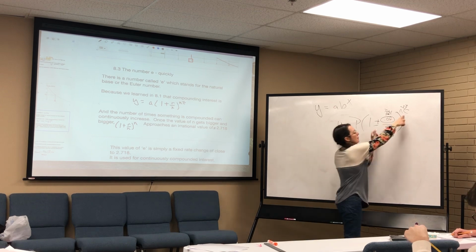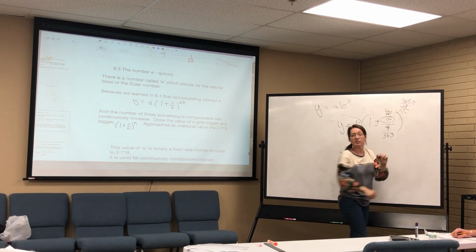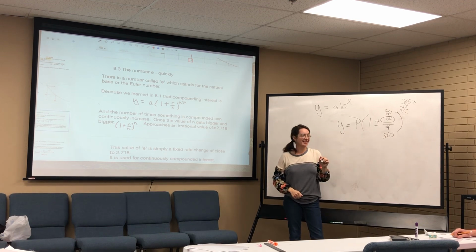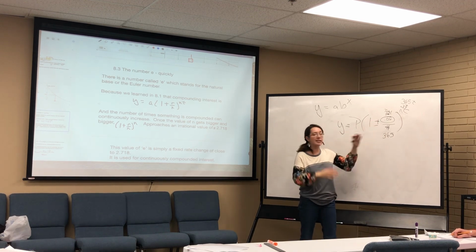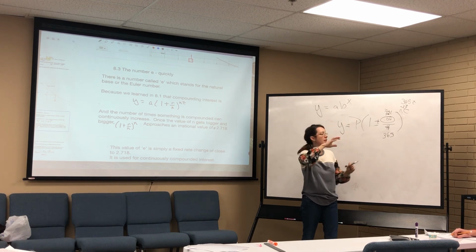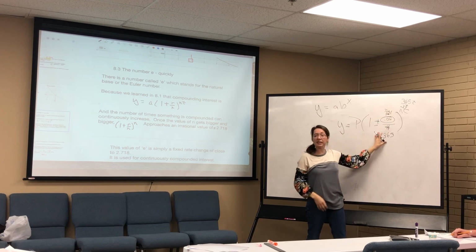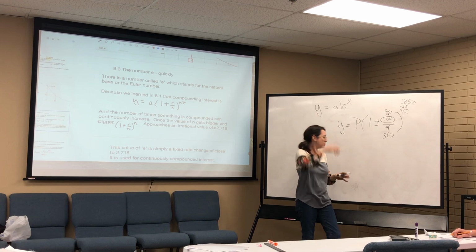But that means I got paid 365 times, right? So that's why it's in both the bottom and the top. This is how many times they're paying me. This is how much I'm getting paid each time. So we have to divide, and then we have to multiply by 4.